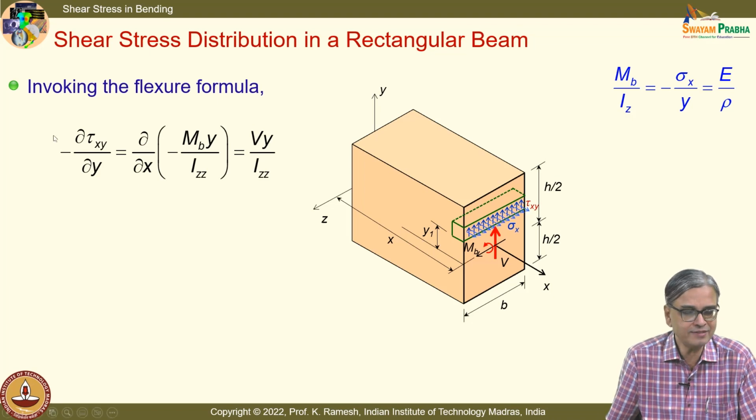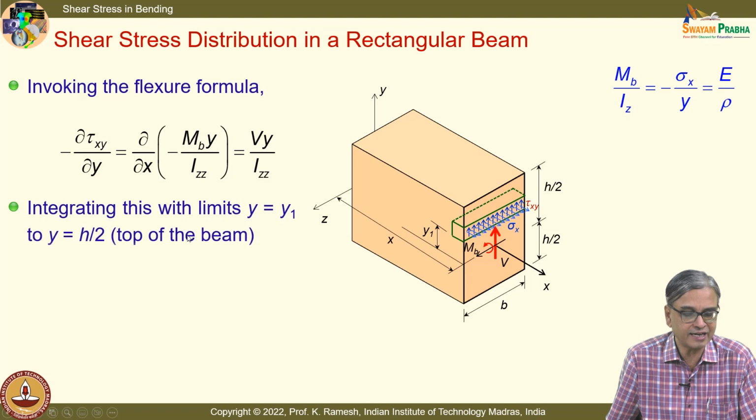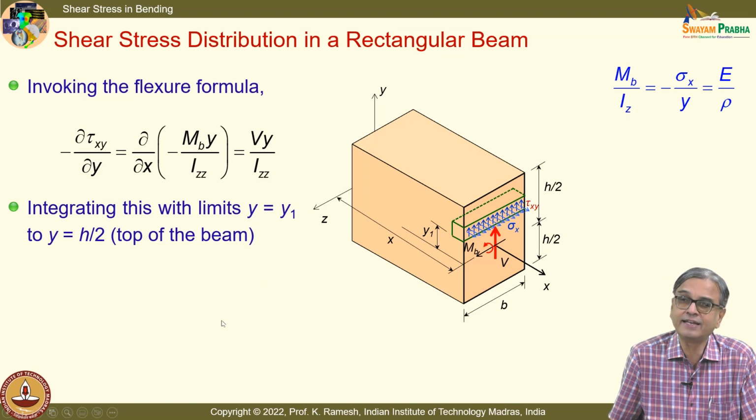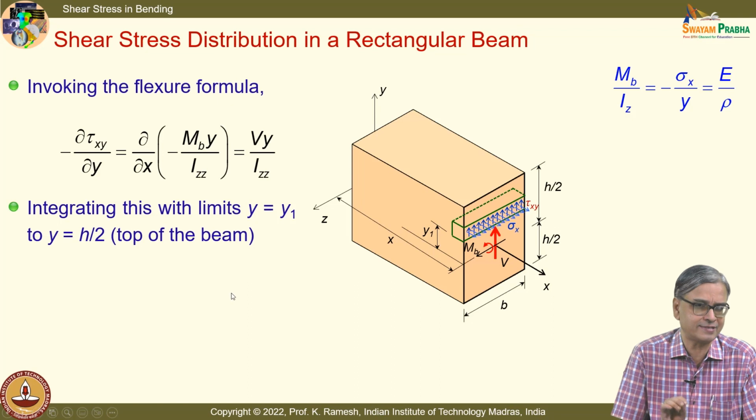So, once you have this, it's just a question of integration and then get it, that's all. Okay, and we have taken an element at a distance y1 like what we have done in the other derivation, and we have to go from y1 to y equal to h by 2, that is top of the beam, and you have to write the limits and also substitute, very carefully do the mathematical step.